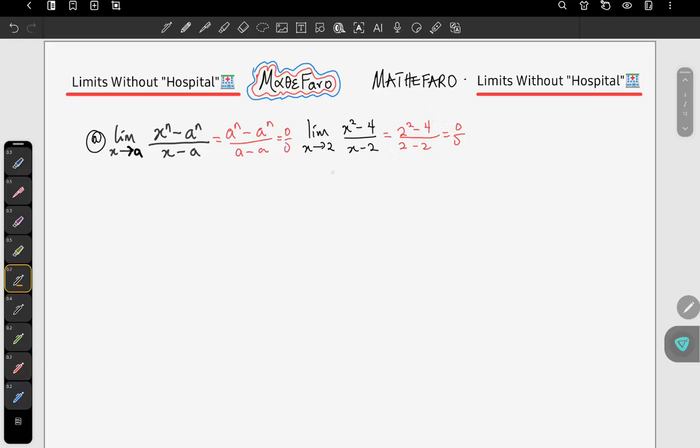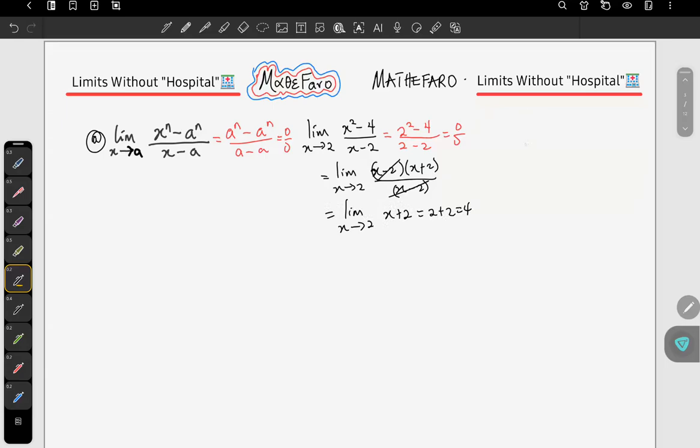We factorize the numerator as x minus 2 times x plus 2 over x minus 2, such that the x minus 2 cancels out, and we now have the limit as x approaches 2 of x plus 2, which is equal to 2 plus 2, and that is 4. The same idea is what we're going to use for the question we have at hand here. But for us to be able to do that, we need to be able to factorize x raised to power n minus a raised to power n. And how do we do that?